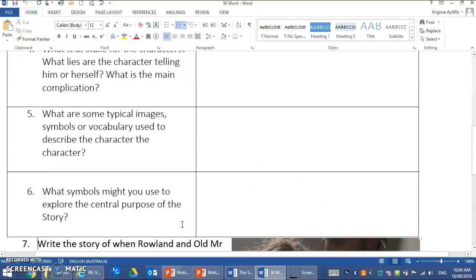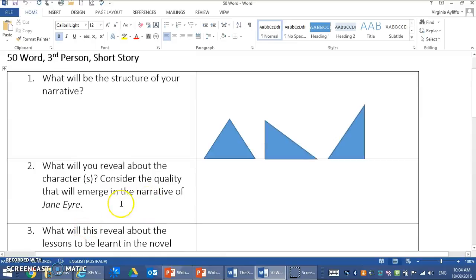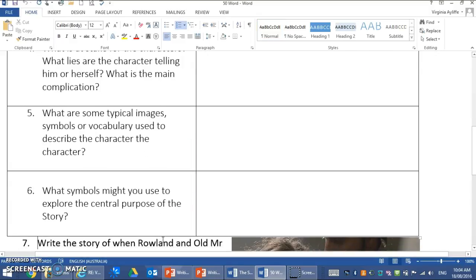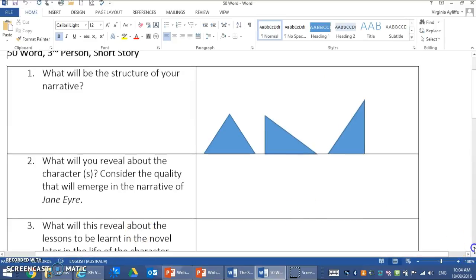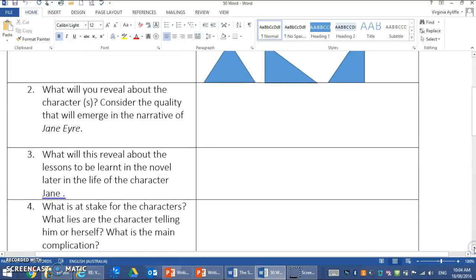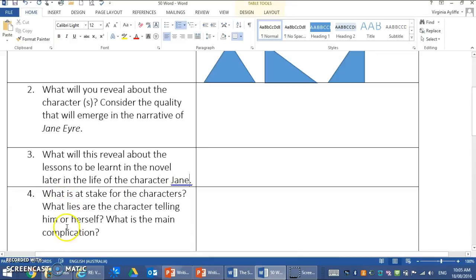So you might ask yourself, all right, what will I want to reveal about characters? And I'll consider the qualities of those characters that will emerge in the story of Jane Eyre and the narrative when Jane might find out the background stories of these particular characters or actually engage with them. When I consider that, what will this reveal about the sorts of lessons Jane will learn from them? Because the purpose of the Bildungsroman is for her to go on not only a physical journey, but an emotional and spiritual journey.